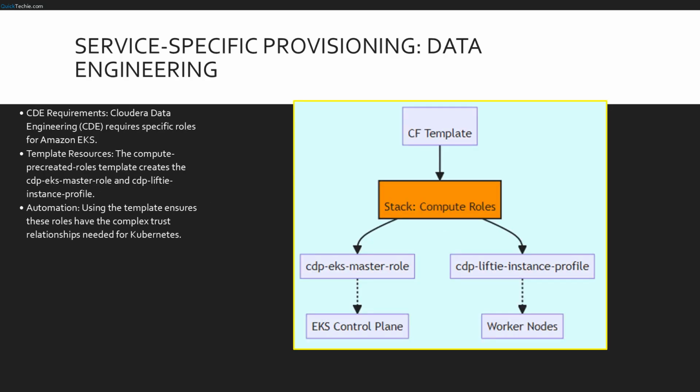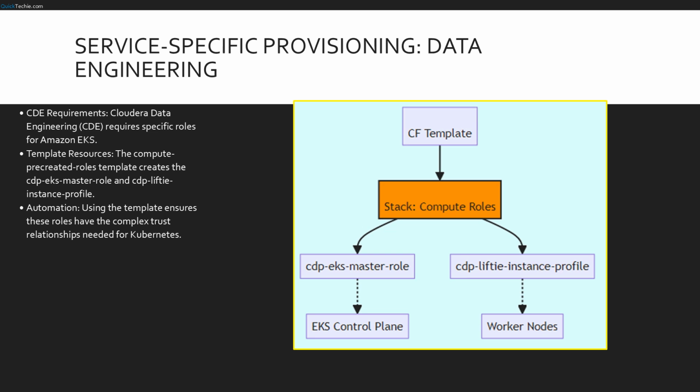Beyond the basic environment role, specific services like Cloudera Data Engineering (CDE) have their own identity requirements. CDE runs on Amazon EKS and needs specialized roles. We use a specific CloudFormation template, often named Compute Pre-Created Roles and Instance Profile, to generate these. This template automatically provisions the CDP EKS master role for the EKS control plane and the CDP Liftie instance profile for the worker nodes. Manually configuring the trust relationships for EKS is error-prone. The template guarantees the instance profile is correctly associated with the node role.